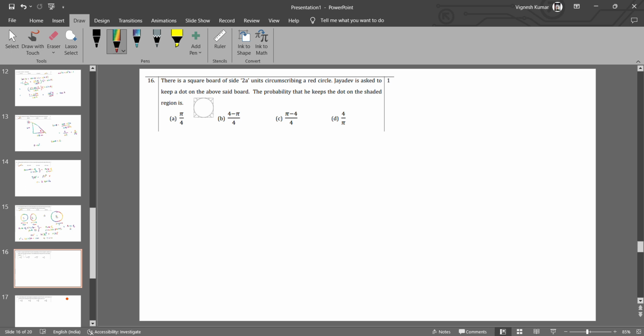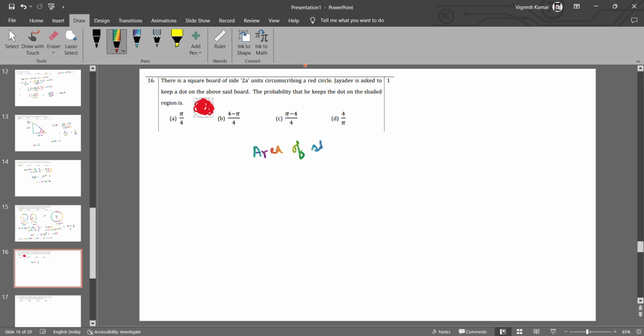Next, there is a square board of side 2a units circumscribing a red circle. So if you see this diagram, this circle is in red color, and there is a square board which is circumscribing this circle. Jayadev is asked to keep a dot on the above said board. The probability that he keeps the dot on the shaded region is. So what is the probability that he keeps the dot on the shaded region?